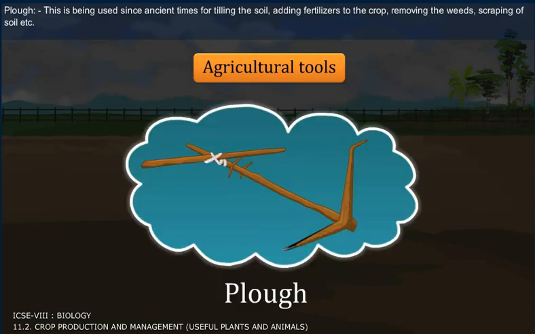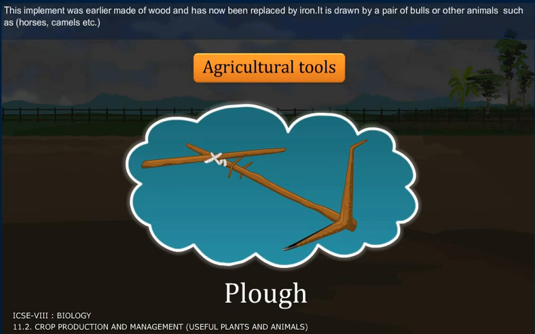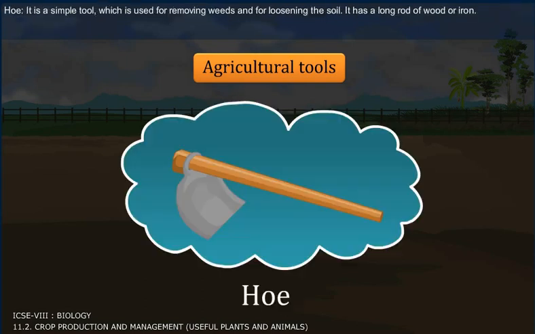Plough. This is being used since ancient times for tilling the soil, adding fertilizers to the crop, removing the weeds, scraping of soil, etc. This implement, earlier made of wood, has now been replaced by iron. It is drawn by a pair of bulls or other animals such as horses, camels, etc.